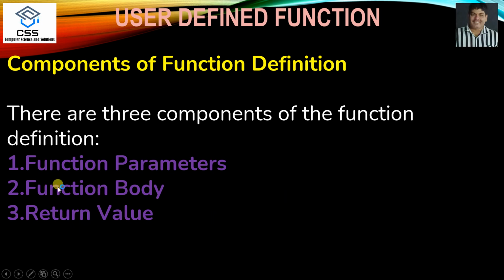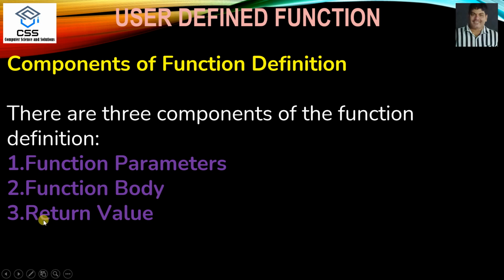Let me clarify. Function parameter means within the parenthesis, which value you want to pass, that is known as your parameter or argument. If nothing is written, that is an empty parameter. Sometimes within the parenthesis it is written void, meaning nothing is passed. What is function body? Basically the function definition, meaning the called part where the block of statements or the code is to be executed. What is return value?